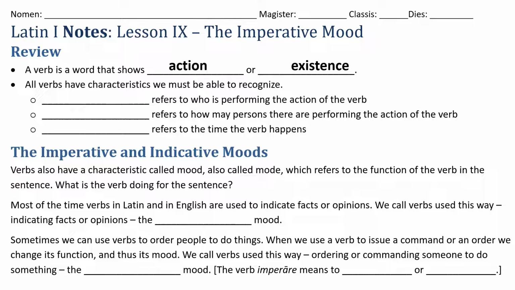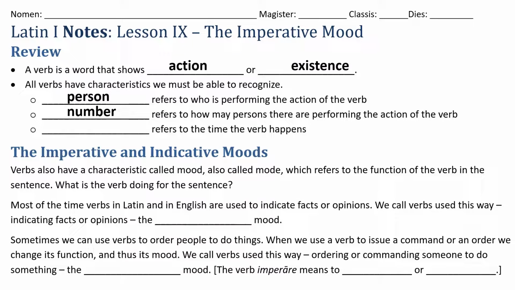All verbs have certain characteristics we must be able to recognize and identify. The first characteristic refers to who is performing the action of the verb. We call this person, and in both English and Latin, we talk about verbs having first, second, or third person. Going along with person, we always talk about how many persons there are, which is number. Number means singular and plural. Is it just one, or is it more than one?